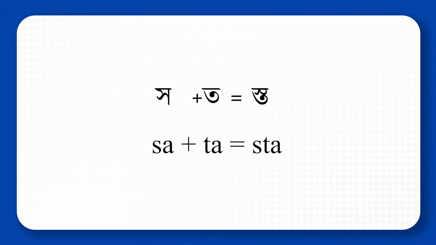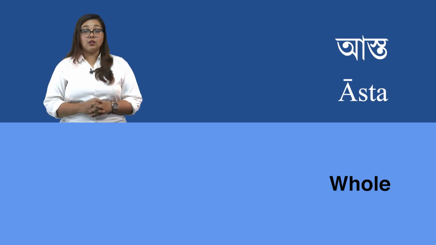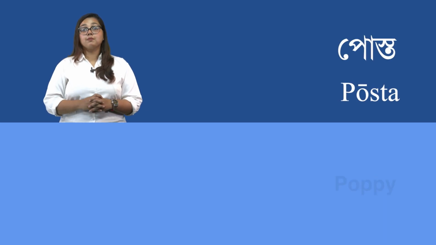The second conjunct is Donte Shoy Toy. In this conjunction, we can see that Donte Sho and To are creating a new conjunct. Please notice that they form a shape where Donte Sho cannot manage to retain its actual shape, but To can. In words, we have Asto meaning whole and Posto meaning poppy.